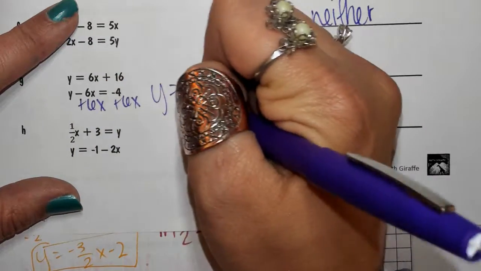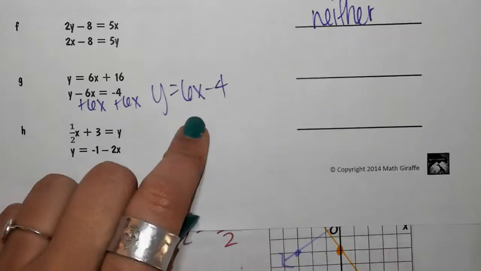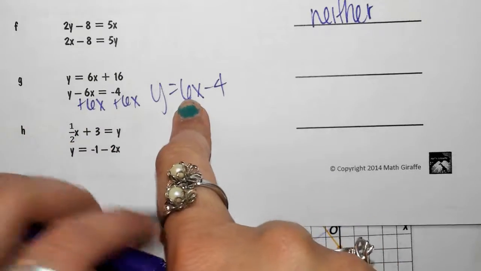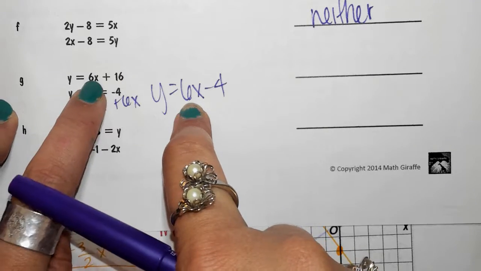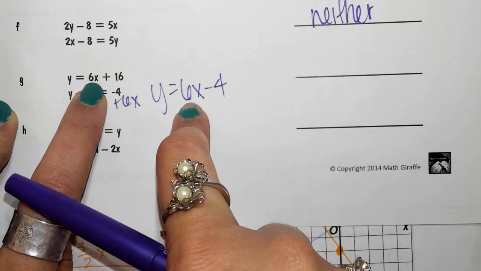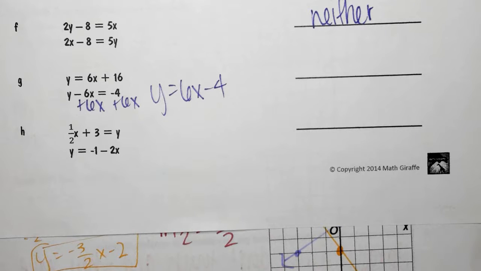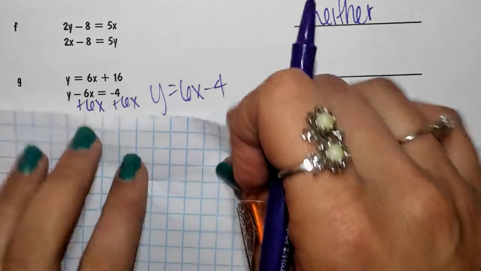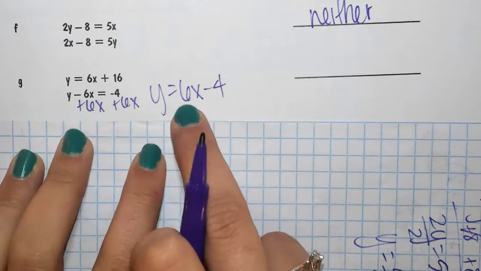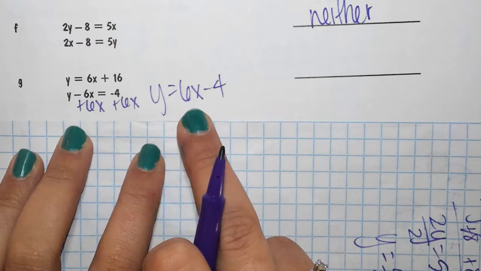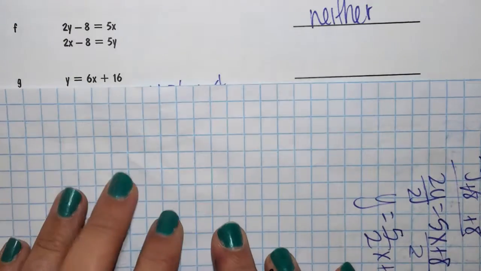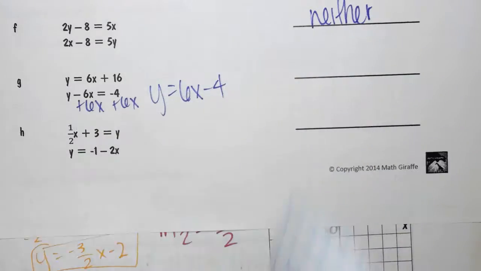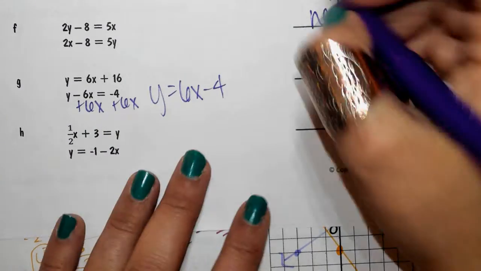Y equals 6x minus 4. Now, what's the slope of this one? 6x. What is the slope of this one? Let your whole group have a minute to think. What is the slope of this line? It's 6. All right, what is the slope of this one? Are they the same? So what kind of line? Parallel. Take a point.